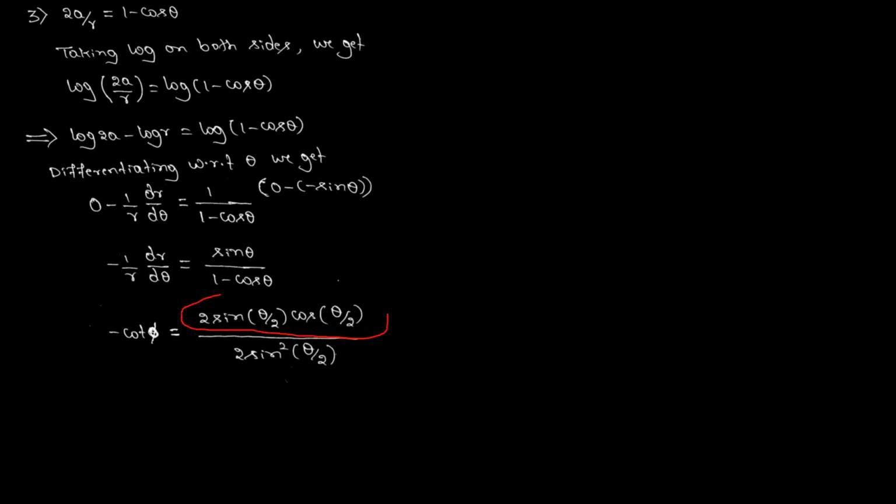Sin theta can be written as this, and 1 minus cos theta is 2 sin square theta by 2. 2 gets cancelled, and 1 sin theta by 2 from the denominator and numerator gets cancelled. What remains is cos by sine, and we all know cos theta by 2 divided by sin theta by 2 is cot theta by 2. We have written it as cot theta by 2, and we can write this minus cot phi as cot of minus phi.